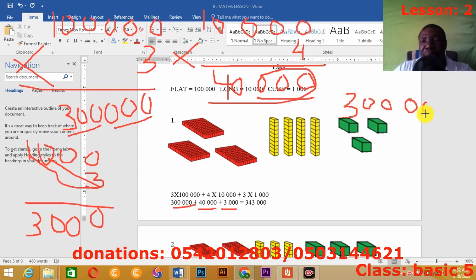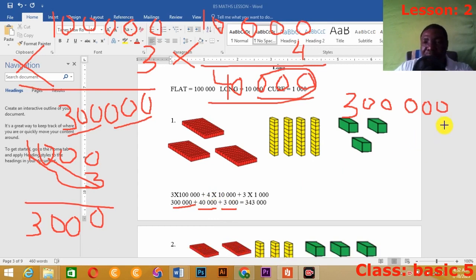Use a straight method. If you don't know the easy method to add straight away, you can use this method as well. It's also accepted. Okay, so 300,000. Make sure you break the zeros down in order to get the position of each zero and number. So that's 300,000.